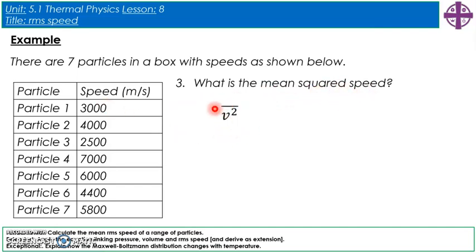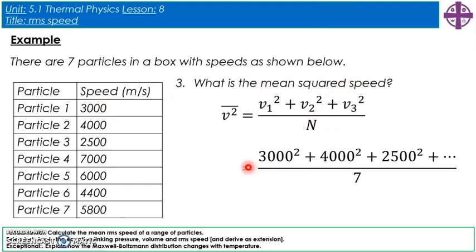So this is this one. This is the mean of the squared speeds. In this one, I'm squaring each value and then I add up the squares of those values and divide it by the number of values I have, the number of particles, which is 7. So in this case, to work out the mean squared speed, I would do 3,000 squared plus 4,000 squared plus 2,500 squared, etc., divided by the number of particles, which is 7. And that would give me 2.42 times 10 to the power of 7.